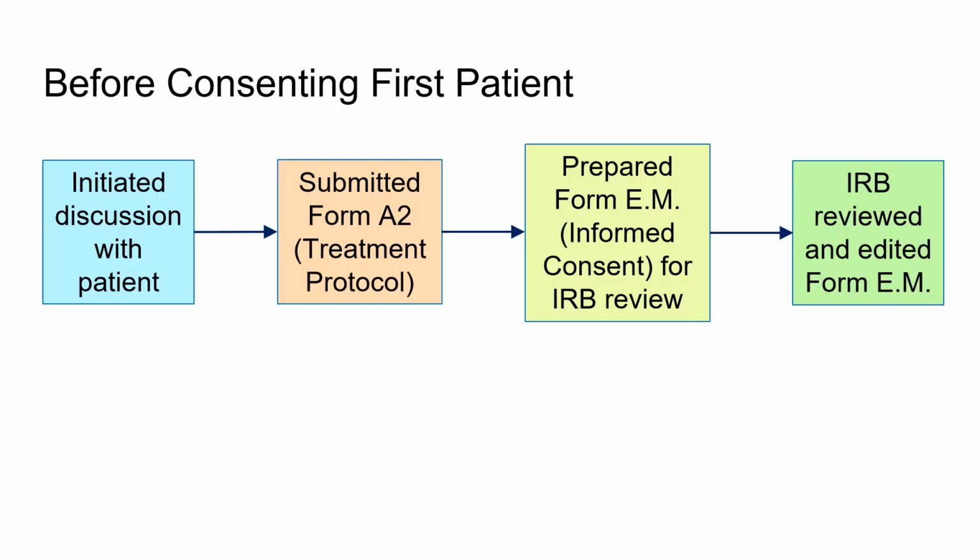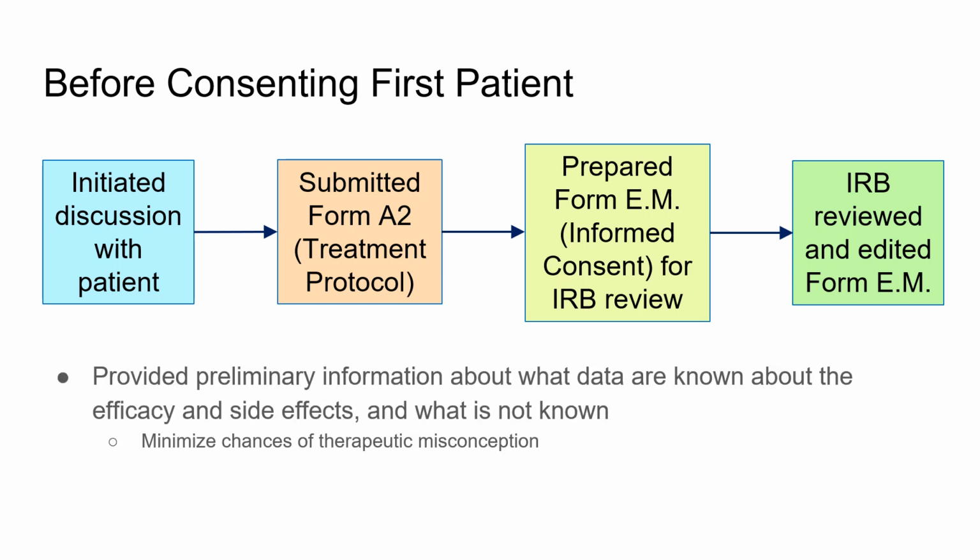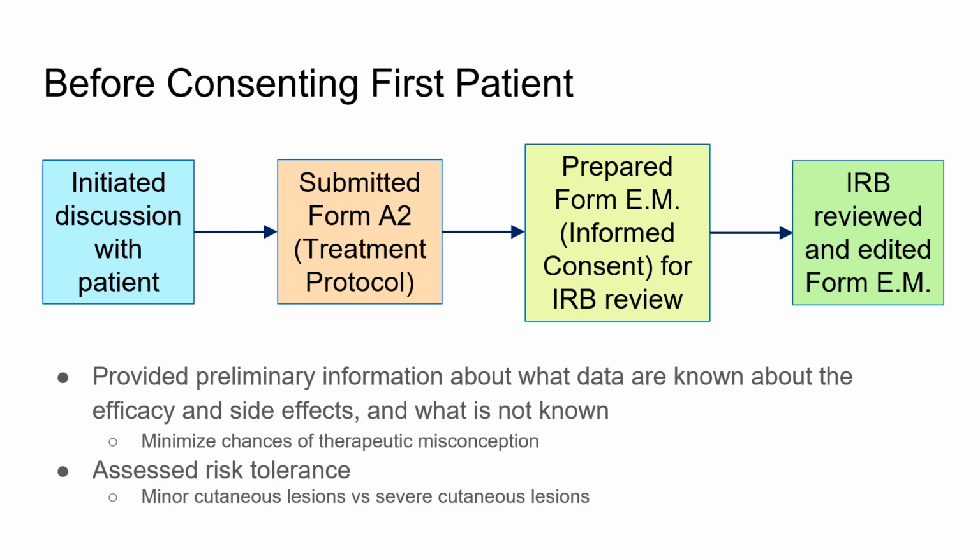Before we did anything else, we initiated discussions with the patient. And this included providing preliminary information about what data are known about the efficacy and side effects of the medication and what is not known. This is to minimize chances of therapeutic misconception. We don't want the patient to think that the medication is going to be effective when we really don't know. We also assessed the patient's risk tolerance, if the patient was willing to undertake risks of possible side effects, and this may depend on how severe the disease is. And we used an official hospital translator when needed.